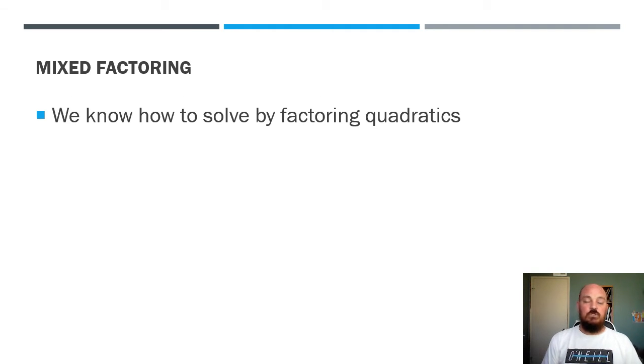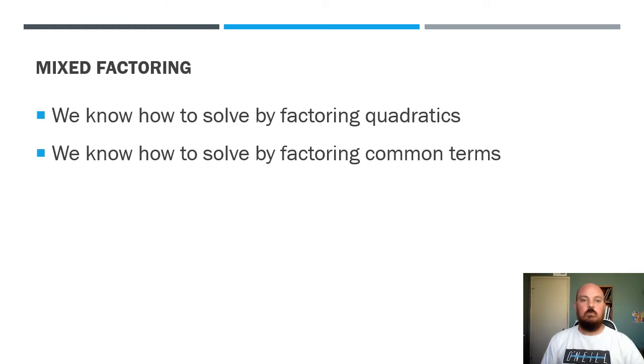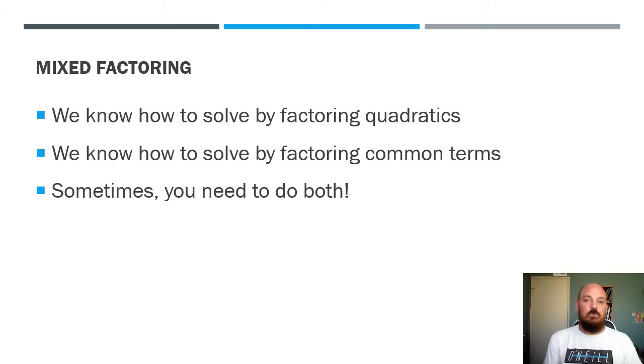So when it comes to solving by factoring, we know how to do it by factoring quadratics. That's what we did 2 lessons ago, where you take a quadratic and you factor it into like x plus 5 times x minus 3 or something like that. Now we know how to solve by factoring out common terms. That's what we did in the last lesson. That's like the reverse distributive property. Today, we're going to look at some examples where you have to do both types of factoring in order to be able to solve.